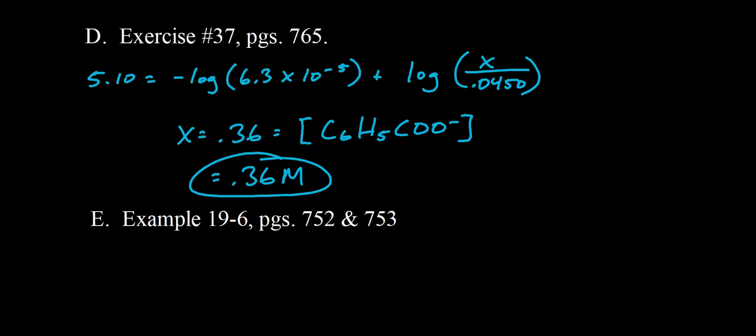All right, a little different problem. Take a look at 19.6 on 752. It says a solution is 0.10 molar in aqueous ammonia. Calculate A, the number of moles, and B, a better calculation, the number of grams of ammonium chloride that must be added to 500 milliliters of the solution to prepare a buffer that has a pH of 9.15. It says you may neglect any volume change that occurs after adding the solid ammonium chloride to the solution of aqueous ammonia.